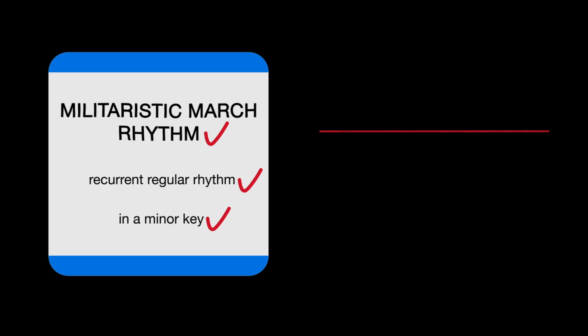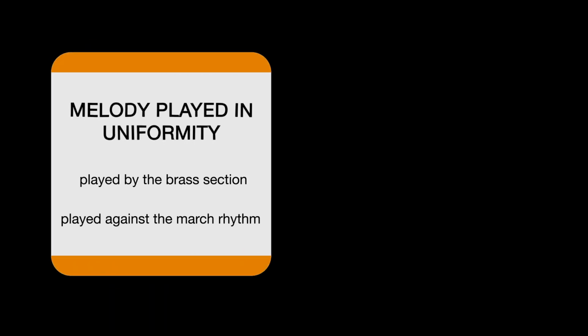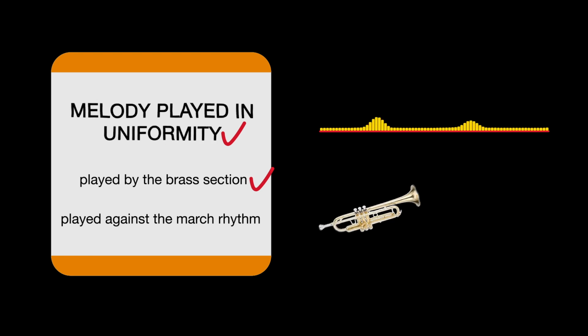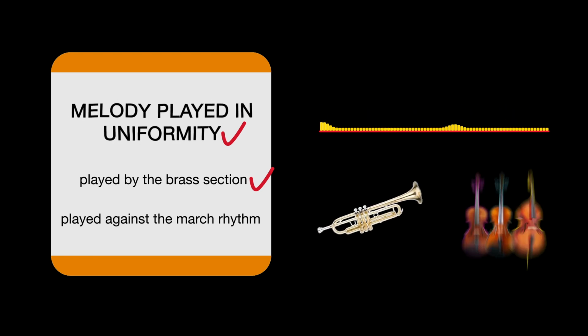Now moving on to our second ingredient, melody. We'll have the trumpets, which are part of the brass section, playing the melody in uniformity. And finally, have it played against the march rhythm underneath.